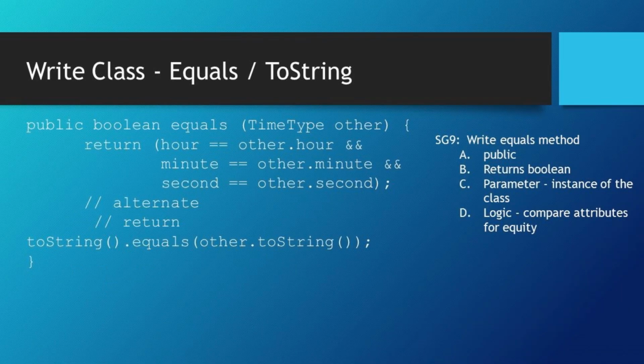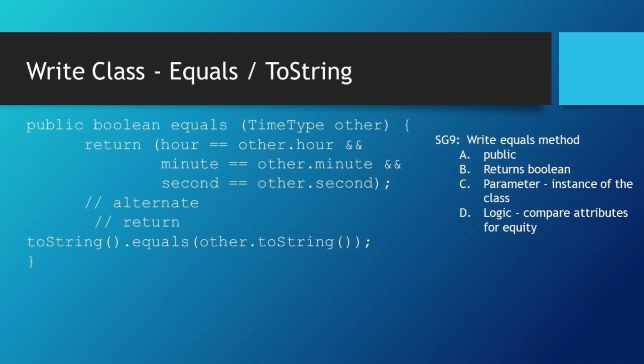For subgoal 9, we write the equals method. It needs to be public. It returns a Boolean value, true or false, and the method name is equals. The parameter is an instance of the time type class, which we are calling other, and the logic is to compare the attributes for equity. As the designer of the class, you get to define what it means for two instances of the class to be considered equal. It may be looking at all of the attributes or just some subset of the attributes.